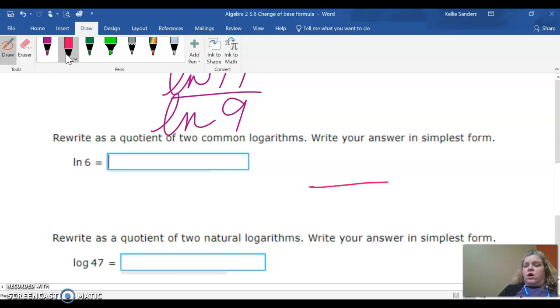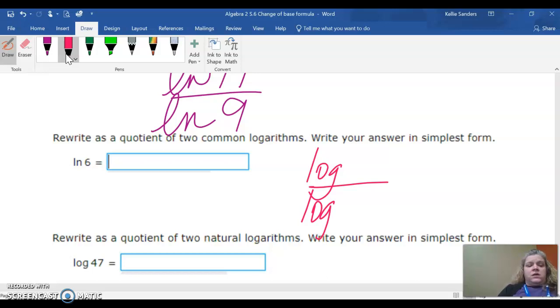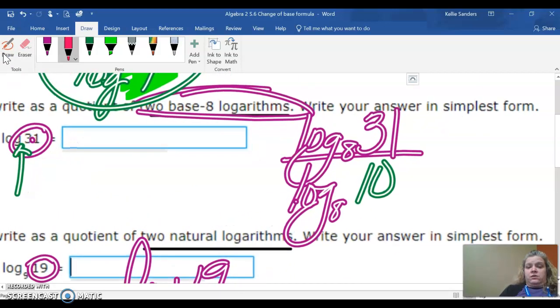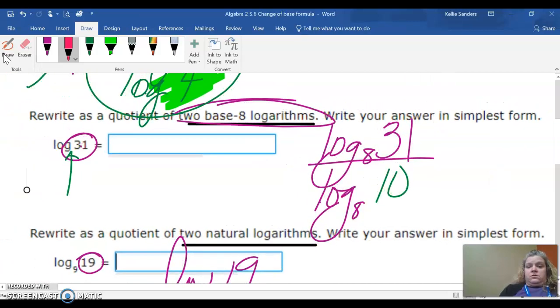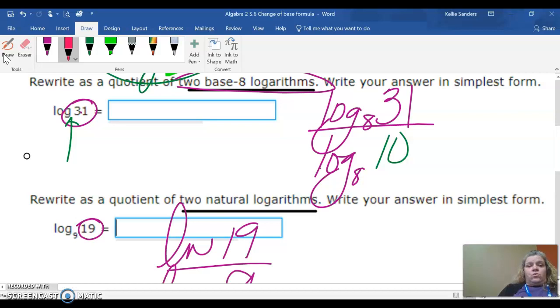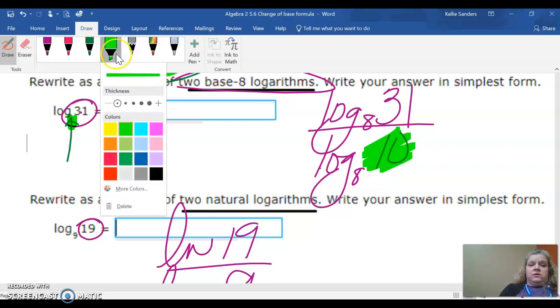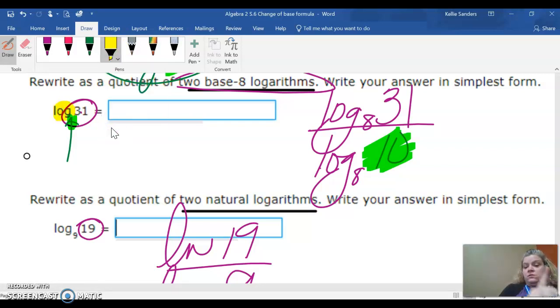Rewrite as a quotient of 2 common logarithms. Common logarithms just means log, and you're not going to put a base on it. And this would be 6. Now be careful, be careful, be careful, because on this problem right here, we put a 10 right there because there wasn't a base that we could see. And the reason that the base was 10 was because this was a log.